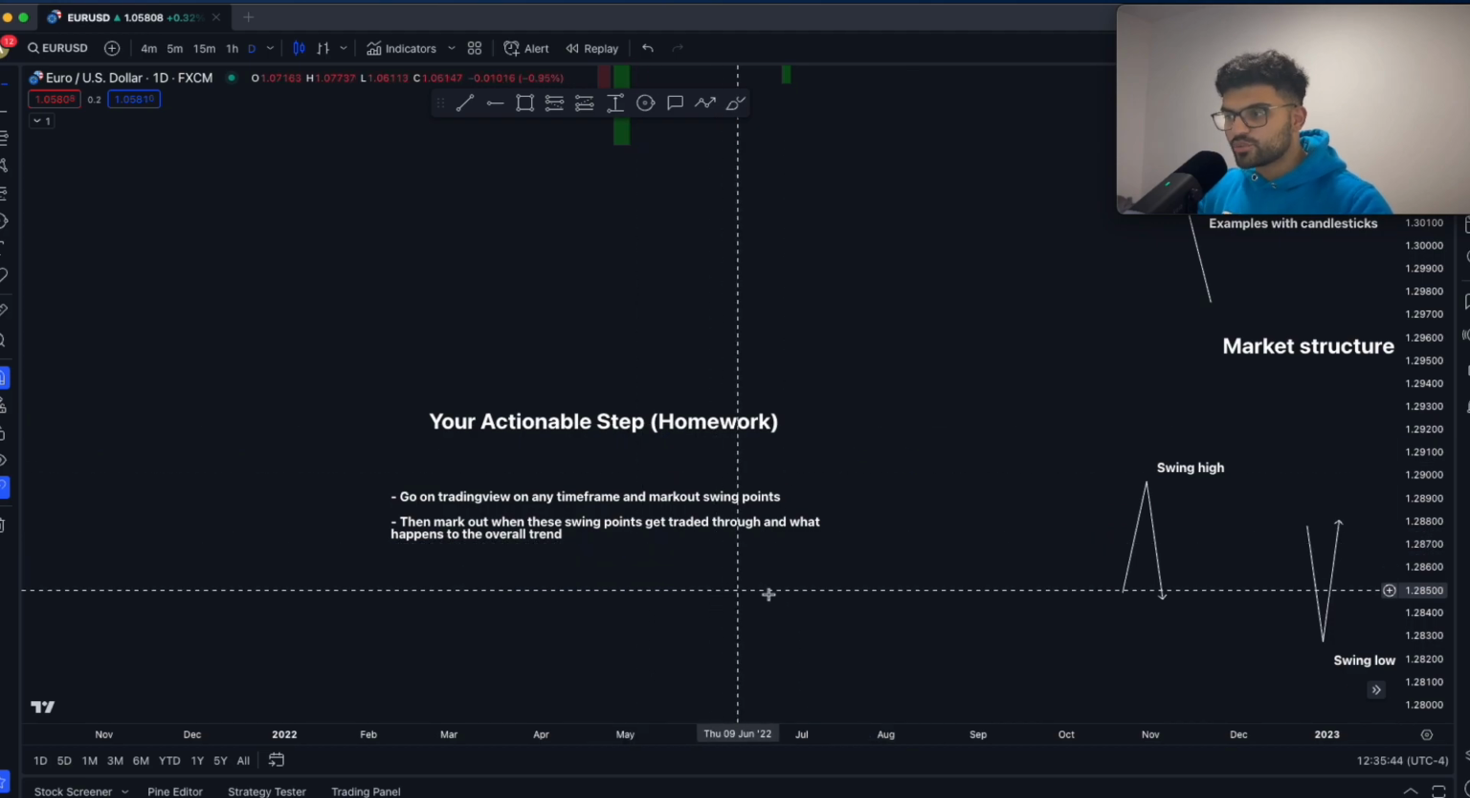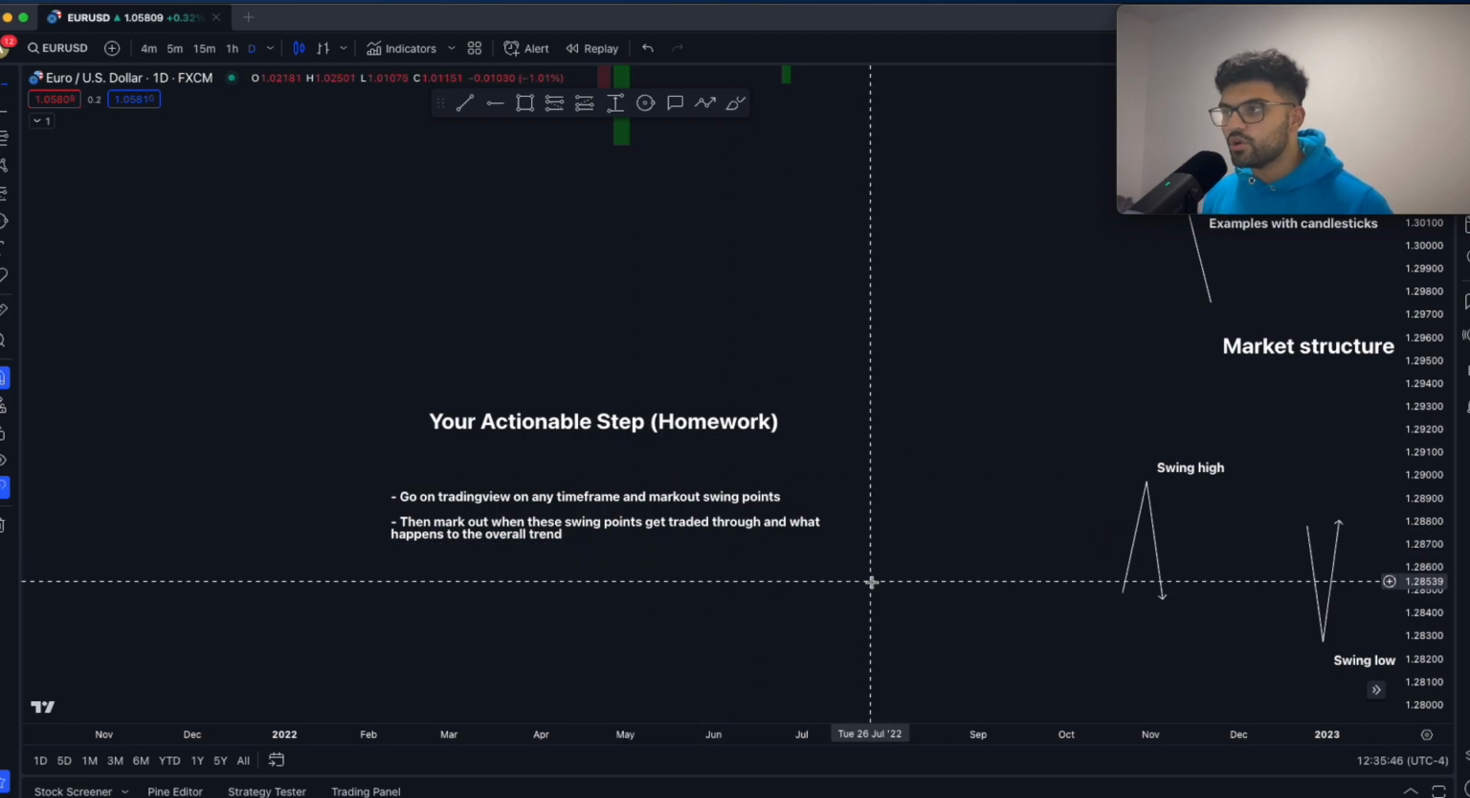And pretty much, mark out swing points, trade it through, what happens to the overall trend. Mark that out. I want at least 10 examples from you guys, and it's only going to make things easier. Because when we get into the break in market structure and entry models, then this is going to be in your head so well that you're going to know exactly when we need to enter trades and not enter trades.